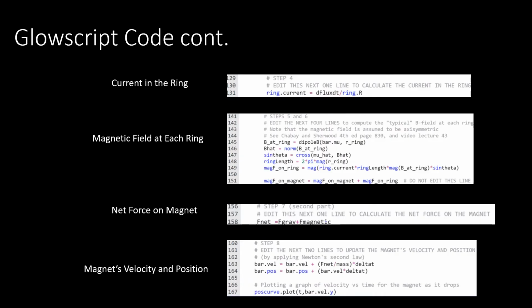So here's my code continued. Step 4 dealt with the current in the ring, and Steps 5 and 6 dealt with the magnetic field at each ring. Steps 7 and 8 dealt with the magnet, so that included the net force on the magnet, and the magnet's velocity and position.